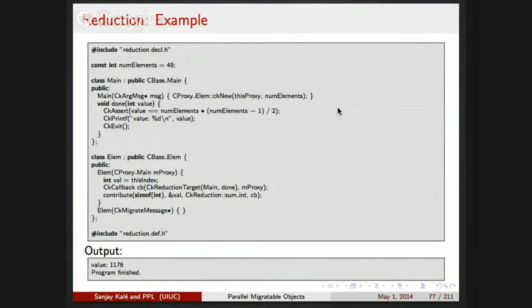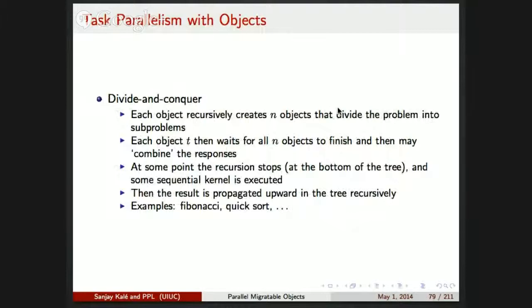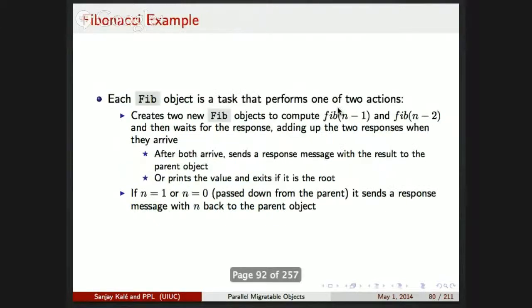I think it gets harder with multi-dimensional arrays when you want to do across one index of the array. Some canonical examples of divide and conquer are Fibonacci or quicksort, and we're actually going to look at a Fibonacci example now. This is a very naive implementation of Fibonacci, just to show a nice recursive structure and how Charm++ would deal with it.